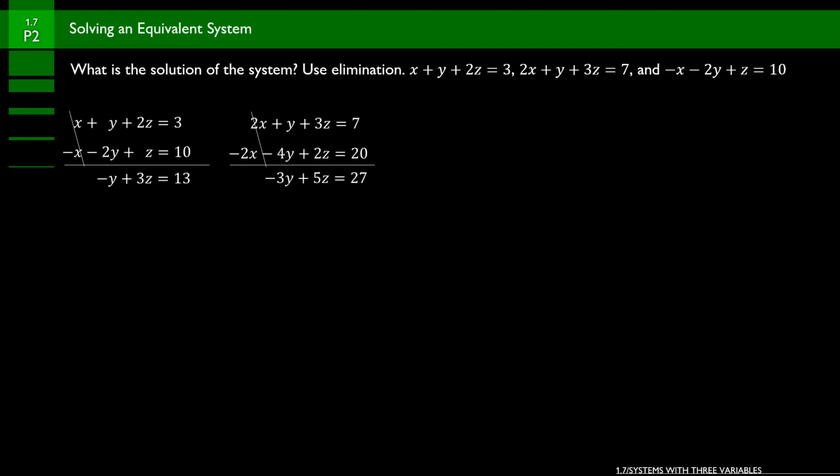Now that I've got two variable equations, I can stack those, and I can use either elimination or substitution to find the solution to this system of equations.